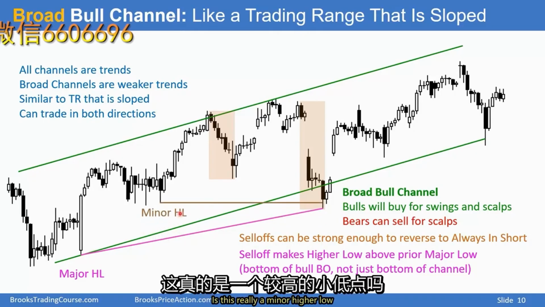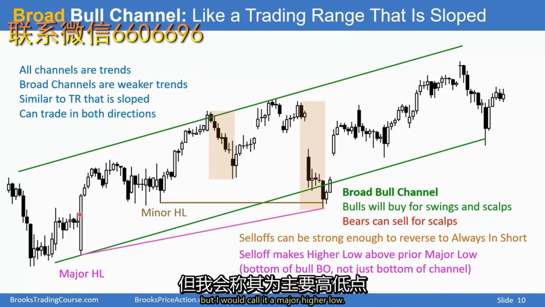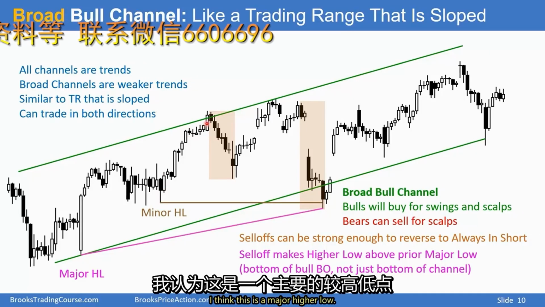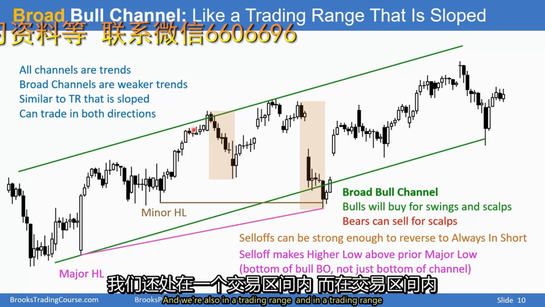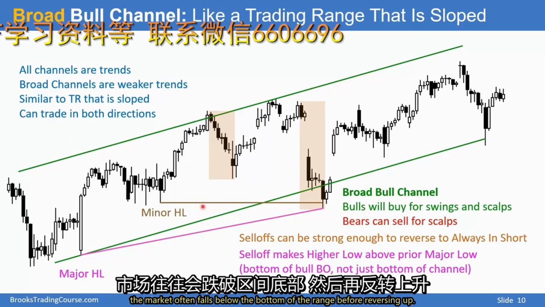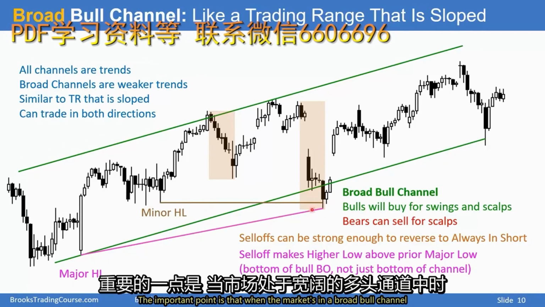Is this really a minor higher low? You could call it a minor higher low because this is a much stronger higher low, but I would call it a major higher low. With this many bars up and the breakout to a new high, I think this is a major higher low. And we're also in a trading range, and in a trading range, the market often falls below the bottom of the range before reversing up.